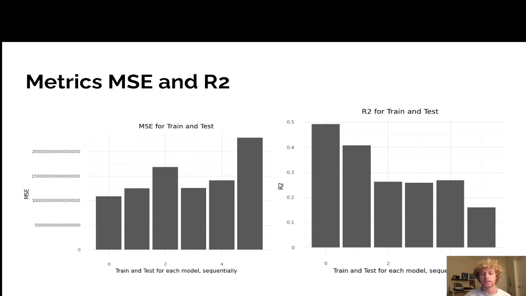And on the right, the R2 score as well, you can see that these are fairly low, even in the best model. It's not even explaining 50% of the variance. So again, these predictors are doing a very poor job of explaining the variables.